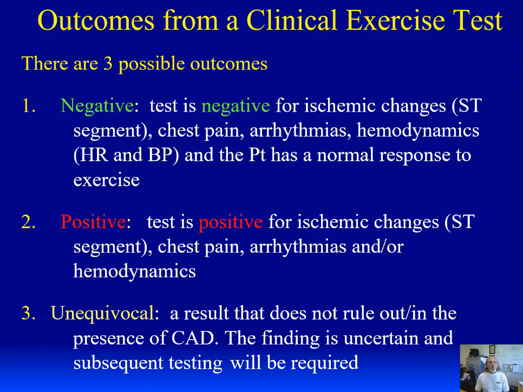Somebody does an exercise test, maximal, submaximal, whatever. There are 3 outcomes from it. Negative outcome, that's a good thing. The test is negative for ischemic changes, chest pain, arrhythmias, hemodynamics, and so on. They've had a normal response to exercise. Positive, not good. It's positive for ischemic changes, chest pains, arrhythmias, or hemodynamics. And then the last one is unequivocal, meaning it doesn't rule out or rule in coronary artery disease. From this, the patient is going to go on and get an angiogram. So, subsequent testing.